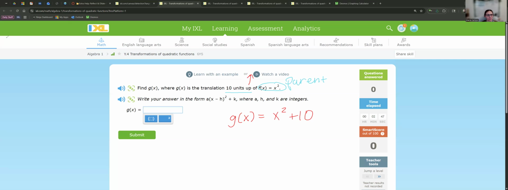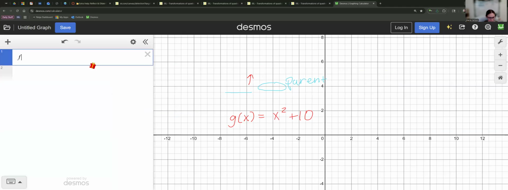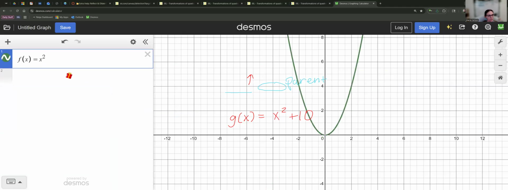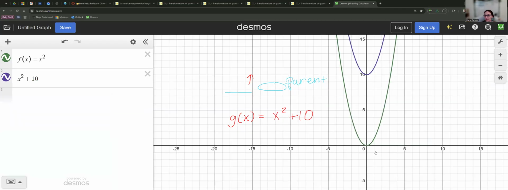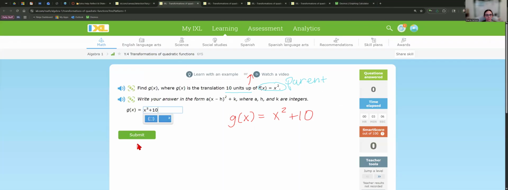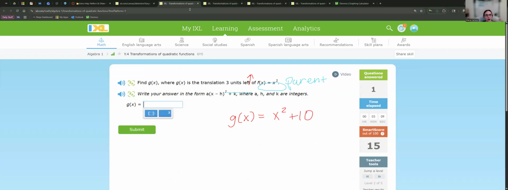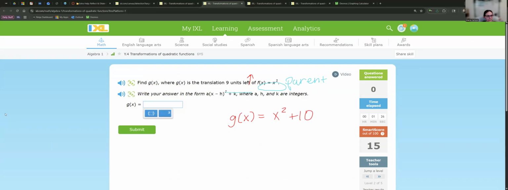And you can always graph this in Desmos too to see what that looks like. Before I type this in, let's go to Desmos and let's just type, here's f of x equals x squared. And then let's try x squared plus 10. I'll have to zoom out a little bit, but you'll notice that the graph of the green parabola has been shifted up from 0, 0 to 0, 10. The vertex is shifted up 10 units. So that's how we know that it's been a translation 10 units up.